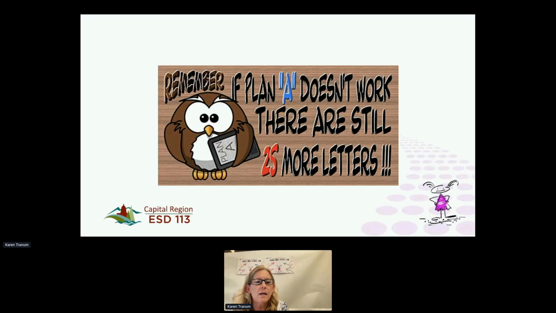So one thing that I teach kids, even prior to COVID, is that we need contingency plans in our life. And our little cute slide says, if plan A doesn't work, there are 24 more letters. So, that's a lot.